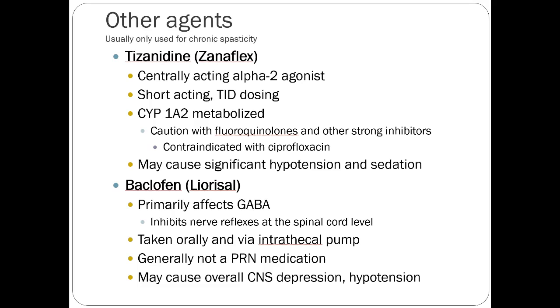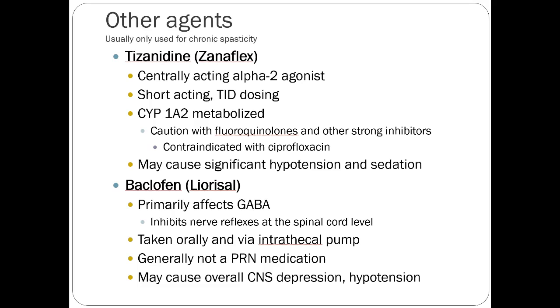So you have two drugs, tizanidine and baclofen. If you have somebody who has chronic spasticity from something like a spinal cord injury or a stroke, they're probably going to be on one of these two drugs. It probably depends on how they're going to tolerate it. They both have varying degrees of side effects.